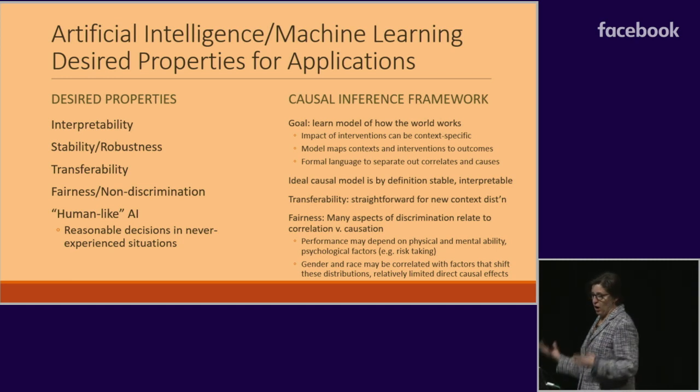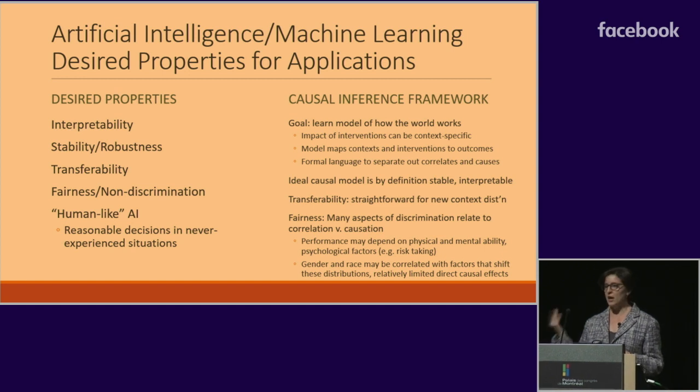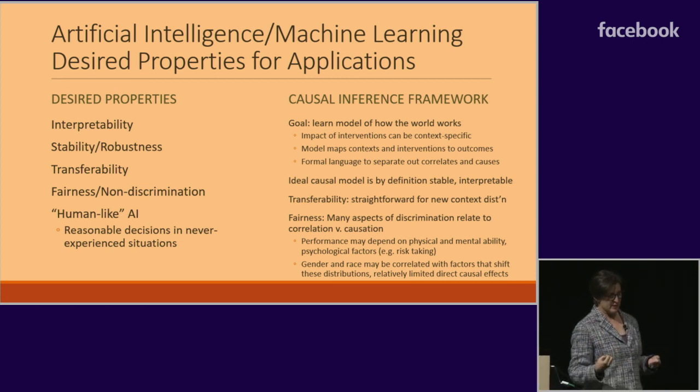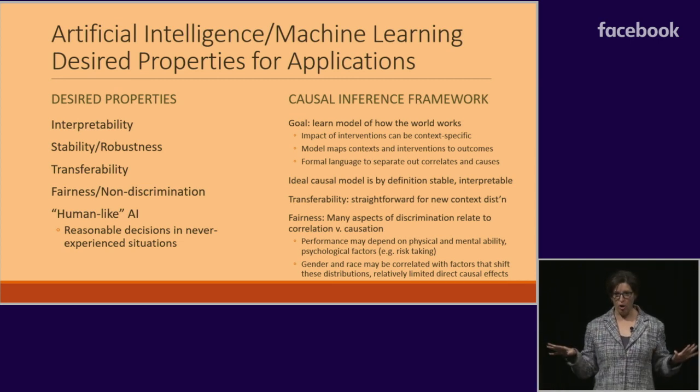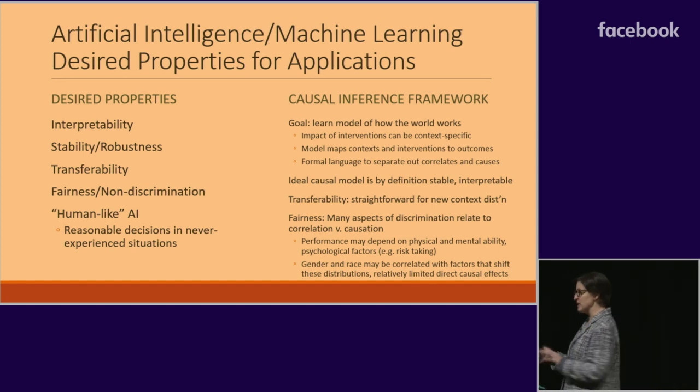So my argument is going to be that actually all of these desiderata are satisfied sort of by design in a causal model. Now, I'm not going to argue that all problems can be solved or that I can solve all problems, because actually it's really hard to implement a causal inference framework and to get credible estimates. But the causal inference framework gives at least a guideline for how you would address all of these issues.